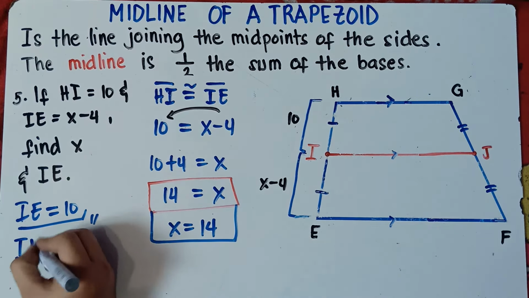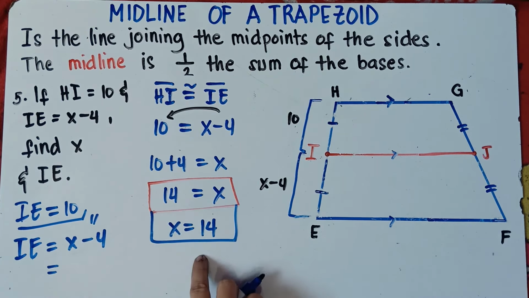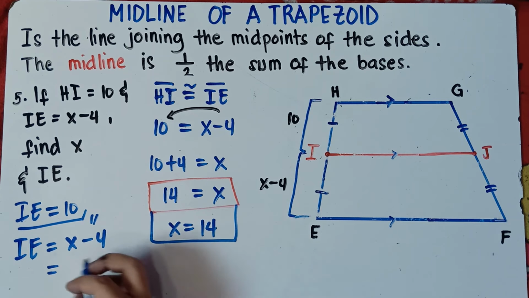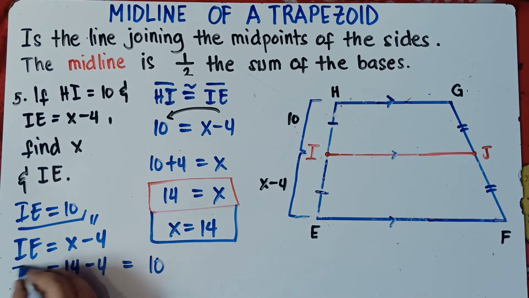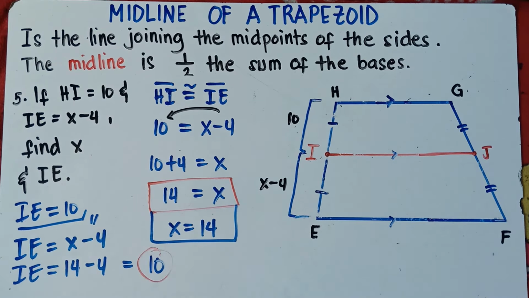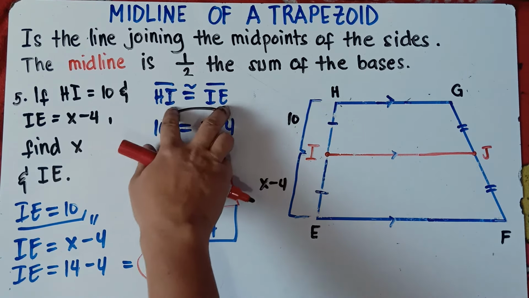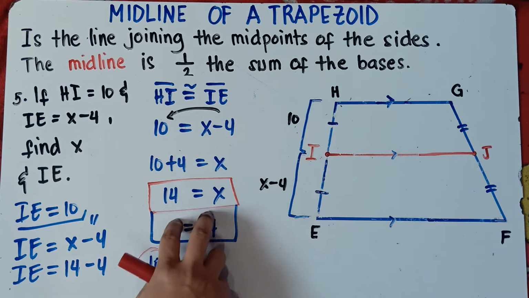So IE is equal to x minus 4. Simply substitute the value of x, and our x is 14. So 14 minus 4. What's the answer, class? 14 minus 4. That's correct. That is 10. So therefore, IE is 10, same answer, class, as HI. So you can answer it right away. But if the teacher asks for the x value, this will be your solution: equate HI congruent to IE, so 10 equals x minus 4. Transpose 4 and you will get 14.